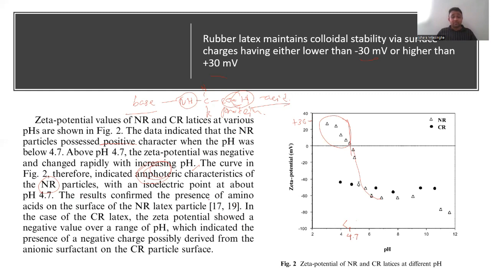The results confirm the presence of amino acids, so what I explained. But you can see the chloroprene latex, zeta potential showed a negative value over the range of pH. See, it is negative over the range of pH. No positive, no amphoteric nature there, right? So this is because of what? Negatively charged, possibly derived from the anionic surface. So this is the chloroprene, a synthetic latex.